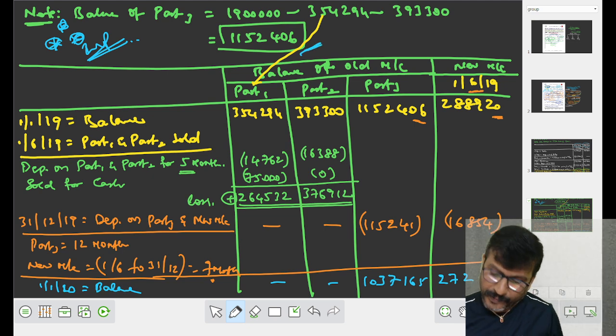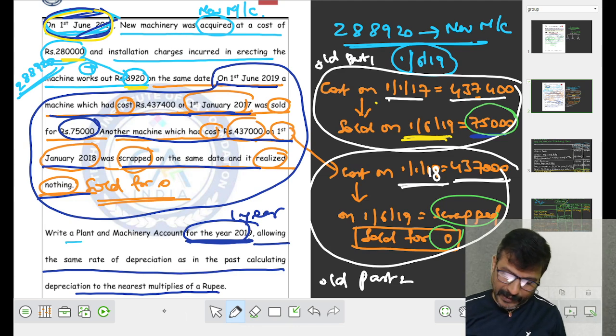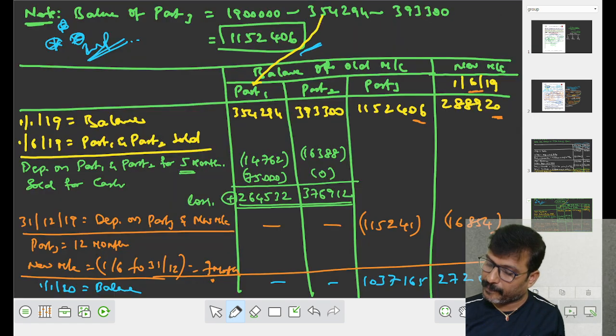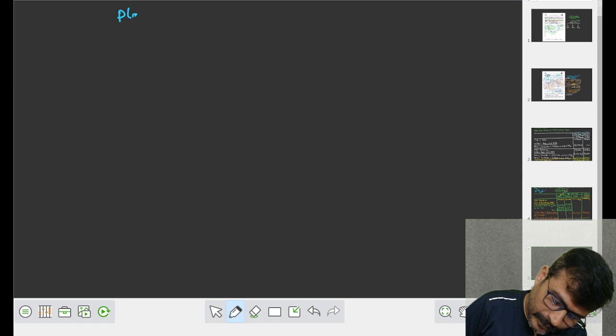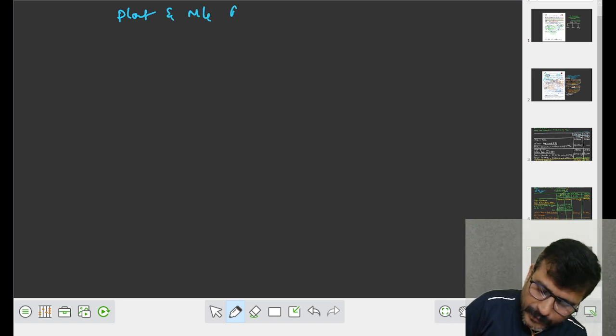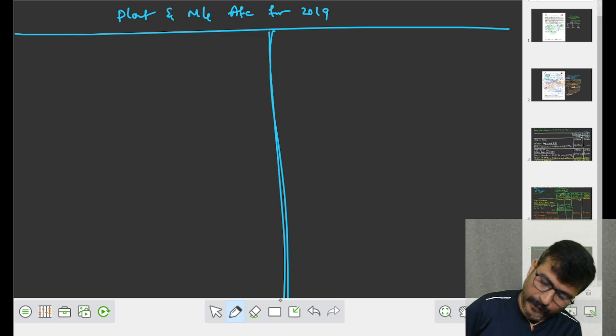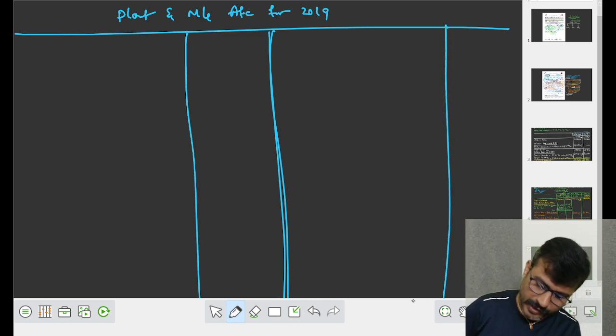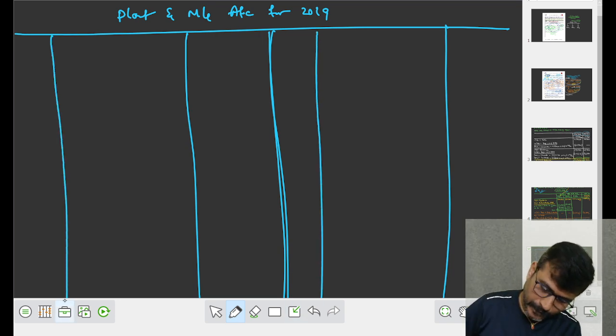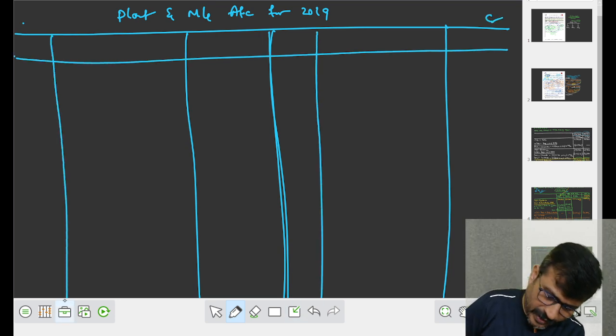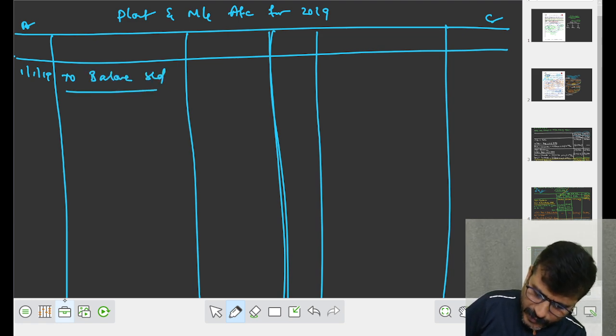Now what we have to do? We have to prepare the plant and machinery account for the year ending 2019. Right. Plant and machinery account for 2019. Shall we start? On 1st January 19, to balance brought down.